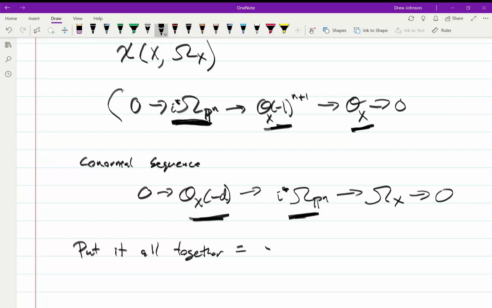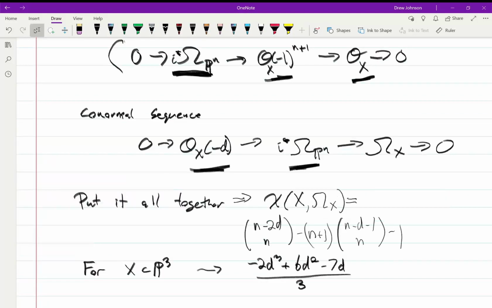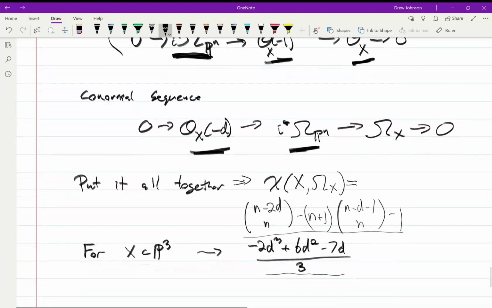you get the Euler characteristic of the cotangent bundle is just equal to this formula here. Okay, so that's just combining these exact sequences and using the additivity of the Euler characteristic. For our special case of P3, if you expand all those polynomials out, you'll get this degree 3 polynomial right here. And it's easy to see that for d bigger than 0, these are different numbers.